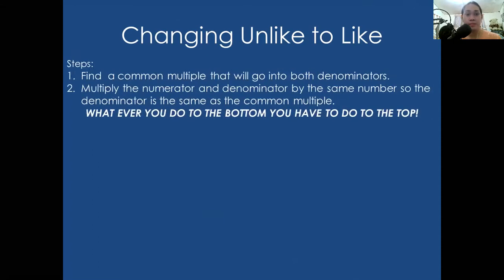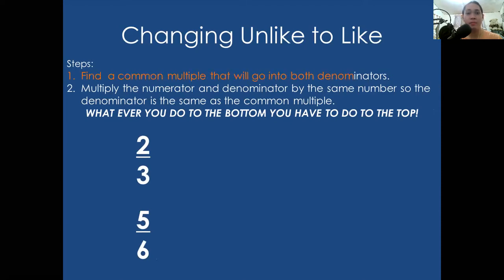So we have the steps here. Find a common multiple that will go into both denominators. That's the first step. Second step, multiply the numerator and denominator by the same number so that the denominator is the same as the common multiple. Whatever you do to the bottom, you have to do to the top. Okay, so that's clear.